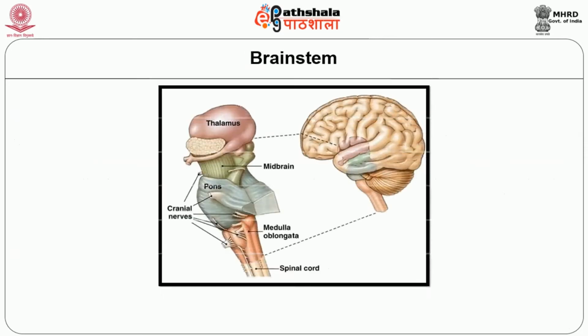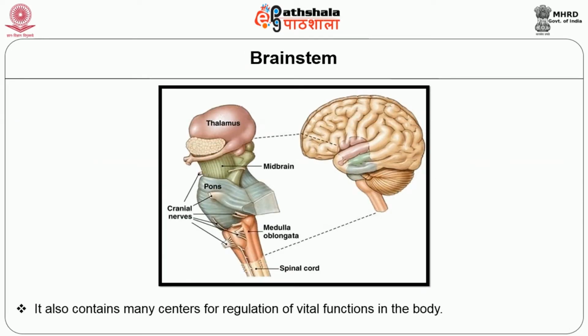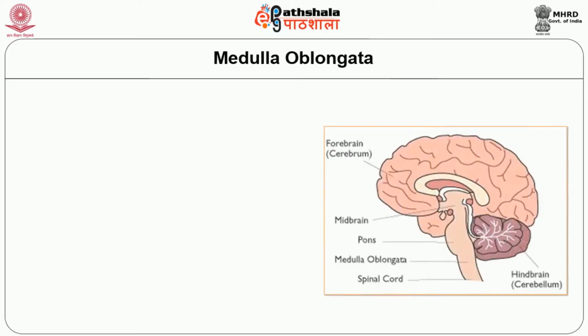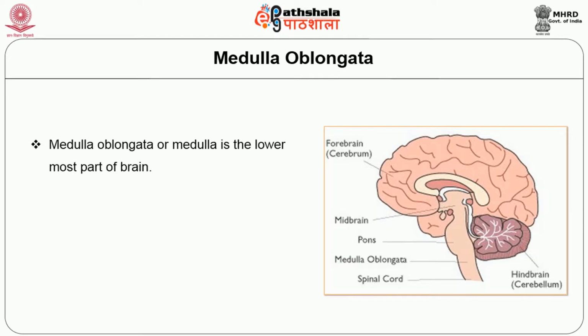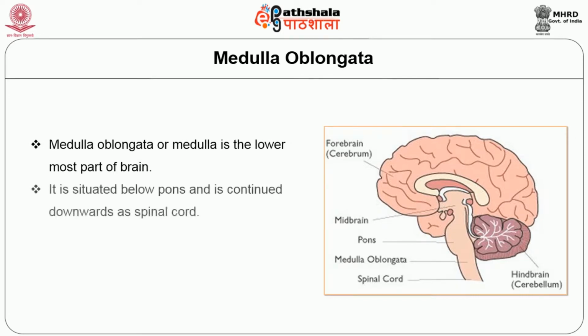Now we are moving on to brainstem. Brainstem is the part of the brain formed by medulla oblongata, pons, and midbrain. Brainstem contains ascending and descending tracts between the brain and spinal cord. It also contains many centers for regulation of vital functions of the body. So what is medulla oblongata? It is the lowermost part of the brain which is situated below the pons and continues downwards as the spinal cord.